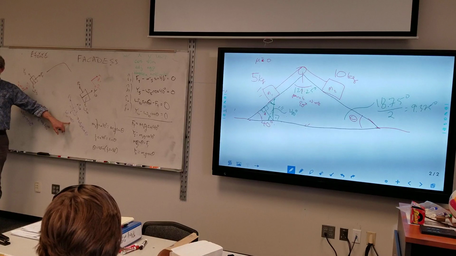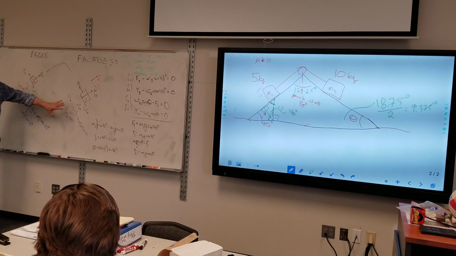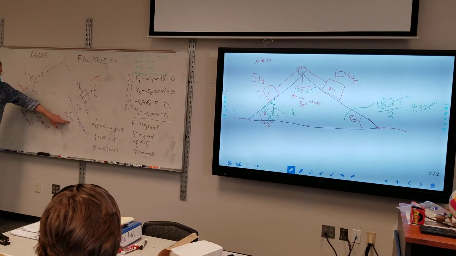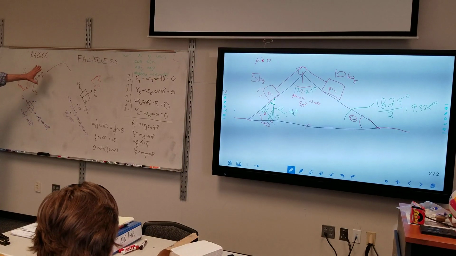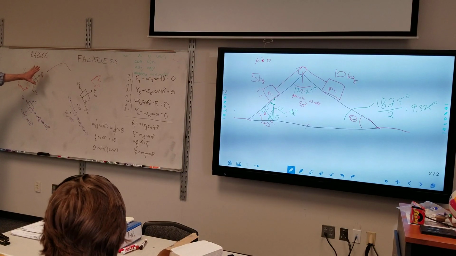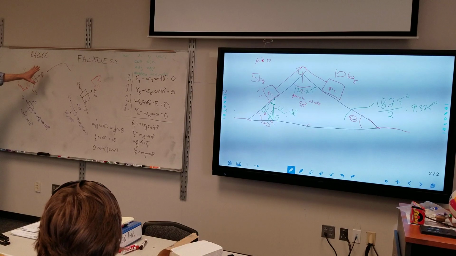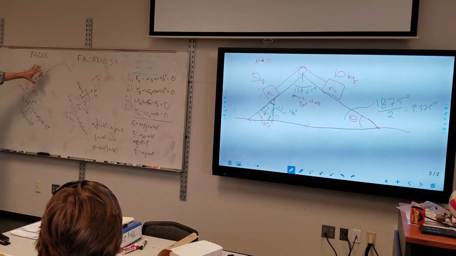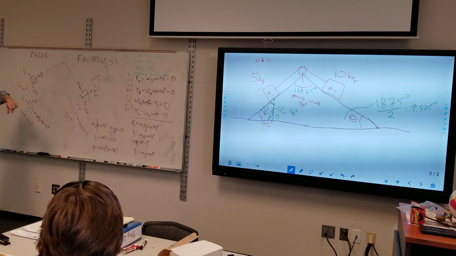Other than that we have a value for theta, does anything in our force diagram change? No. Yeah, somebody mentioned acceleration. Acceleration is not part of the force diagram, that's the next step.